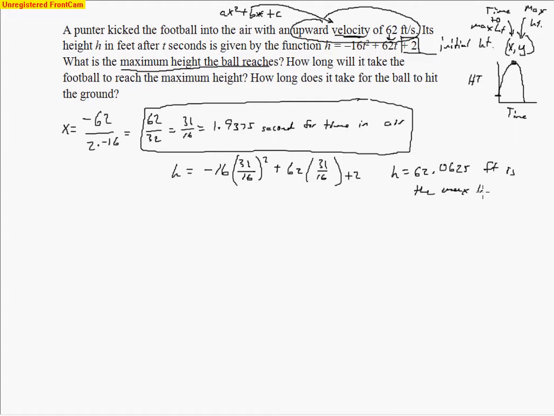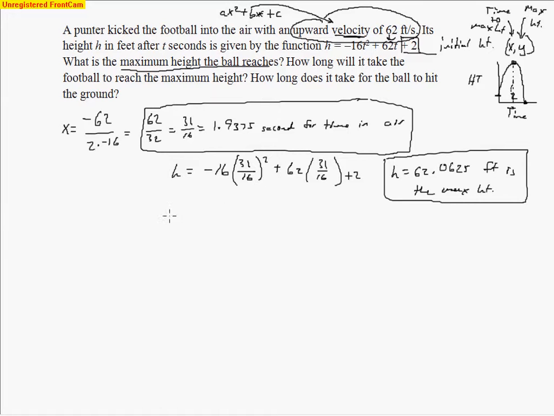Now, what they're going to ask for is how long this is in the air for. They want this time right here. We know it took almost 2 seconds to get up to the maximum height. That's what it was to get up there. So we know this number is going to be pretty close to 4. Not exactly 4, because we started a little bit higher than 0. It was kicked from 2 feet above the ground.